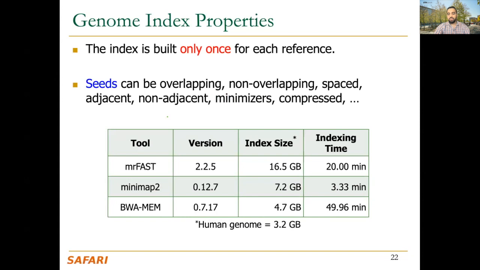Building the hash table can be really expensive, depending on the algorithm. For example, the Burrows-Wheeler transformation here can take about 1 hour to build. In Minimap2, it can take just a few minutes to build the entire hash table. In Mr. Fast, 20 minutes, and so on. It really depends on what you are looking for, how rigorous you are in picking the seeds, and the length of the seeds. As I said, there are different ways to pick these seeds. Each has its own theory, advantages, and disadvantages.